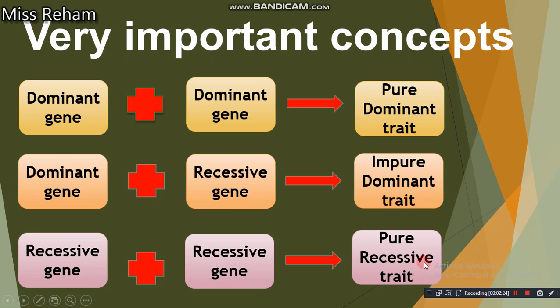Pure recessive trait. It is a trait. Excellent. It is a trait that appears when aggregation of two recessive genes, like in the third case.